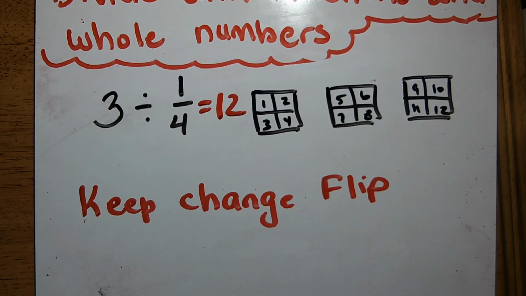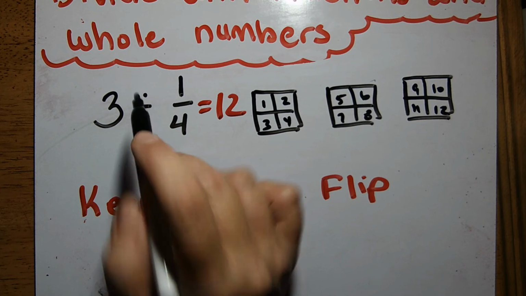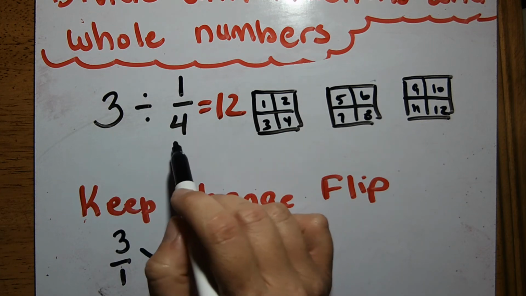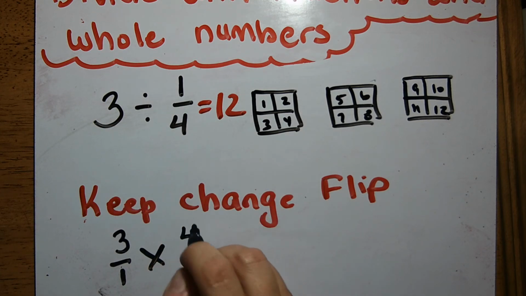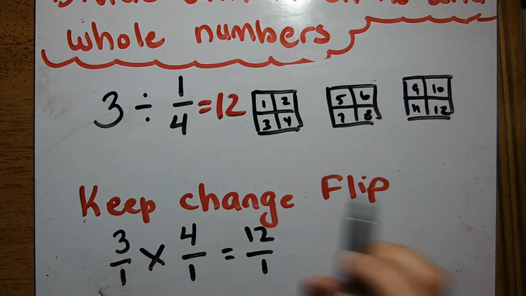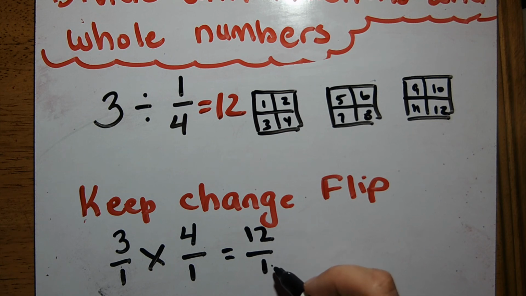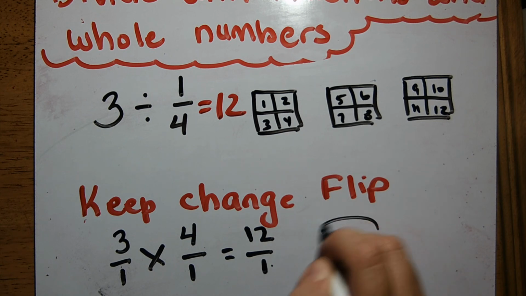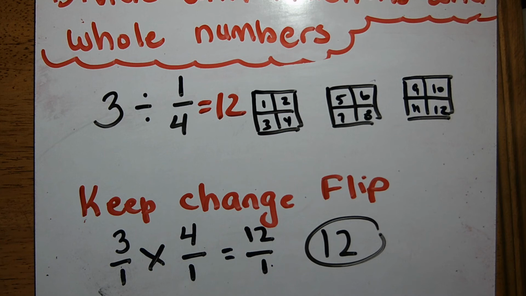Using the same problem, I'm going to keep my whole number 3, but I'm going to put my imaginary 1 underneath. I'm going to change my division to multiplication, and I'm going to flip my fraction to make it 4/1. So now I multiply across, and I have 3 times 4 is 12, and 1 times 1 is 1. And I know that if I have 1 as my denominator, it's just plain old 12. So that's how you do a whole number divided by a unit fraction.